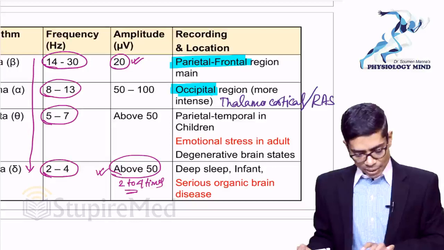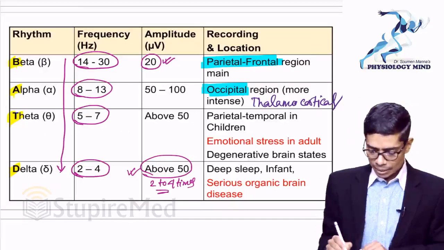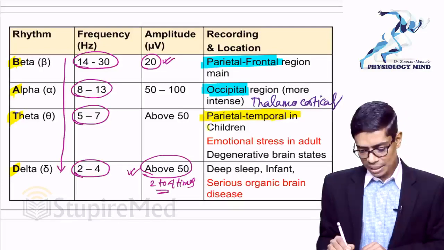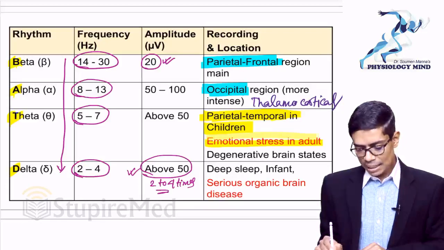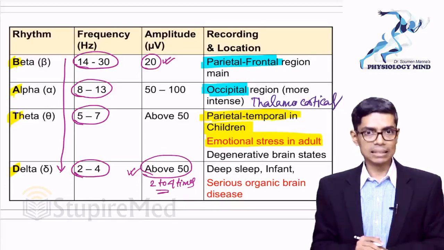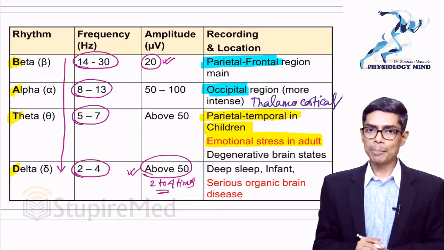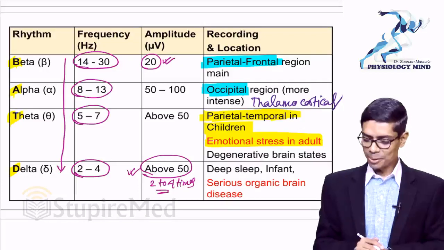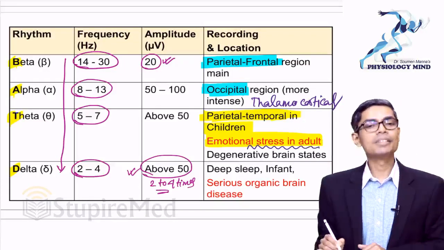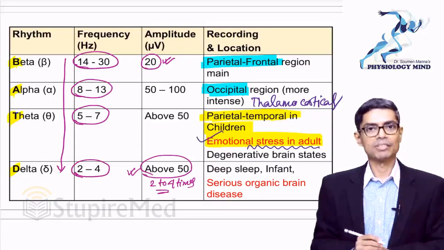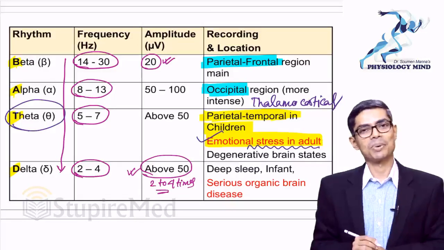Now followed by theta wave. See here what is written. Theta wave is more prominent in the parietal temporal region in case of children. It is also seen in different emotional stress in adults, particularly frustration, disappointment. So if you don't read carefully, your NEET result will not be very good. You will be frustrated, you will be emotionally stressed, and I am going to get theta wave from your brain, right?